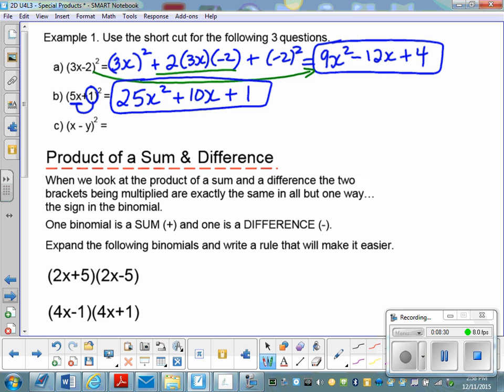So in this one here, square the first term, that's x squared. The middle term, if I multiply negative y times x, I get negative xy. And then I times that by 2, I get negative 2xy. And then I square the last term, so negative y times negative y is going to give me plus y squared. So it's going to look like that.